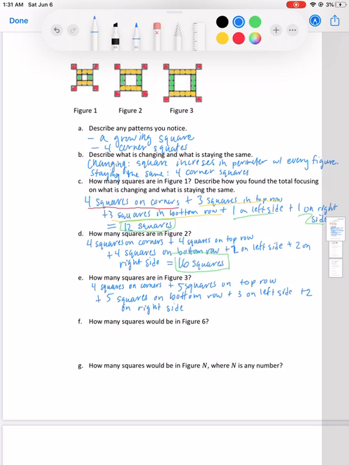When I add those squares up for part E, we have 4 plus 5 plus 5. So this 5 and that 5 make 10. Then 14. And 14 and 3 is 17. And 3 is 20.